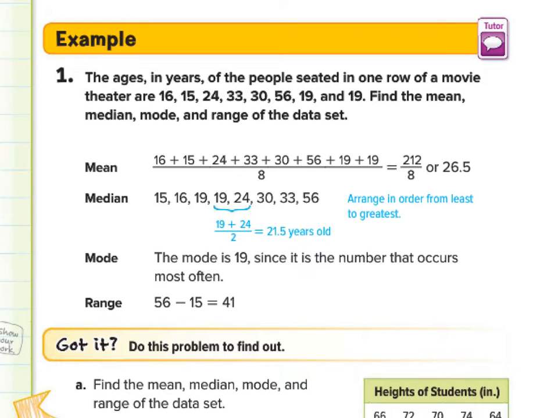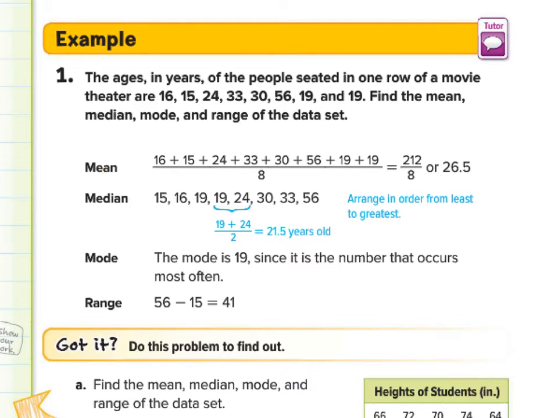And in this regard, we have ages. The ages in years of the people seated in one row of a movie theater are 16, 15, 24, 33, 30, 56, 19, and 19. Find the mean, median, mode, and range of the data set. Recall that mean is the average, median is the middle number, mode is the number repeated the most, and the range is the difference between the lowest number and the highest number.